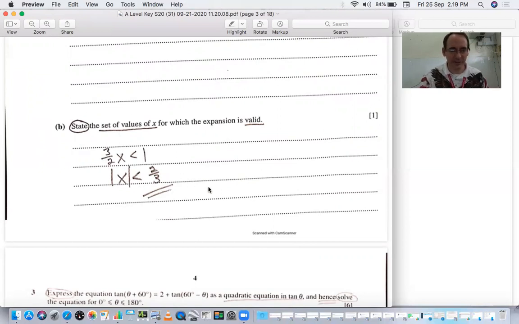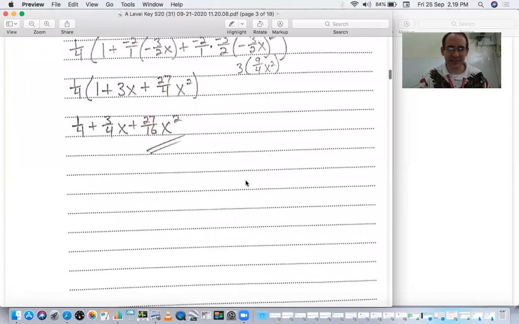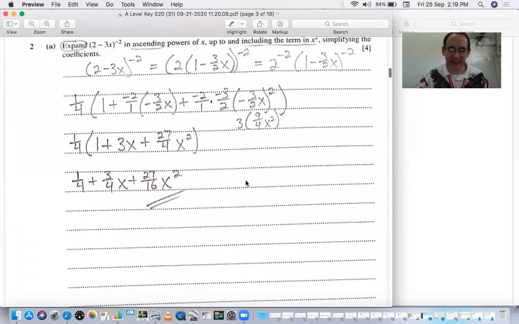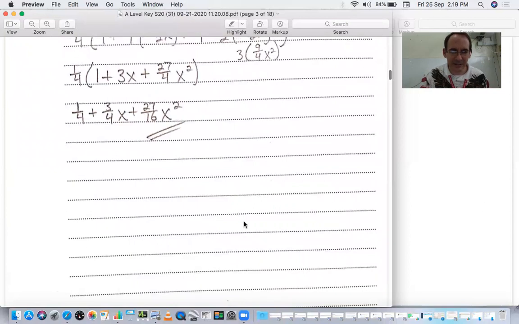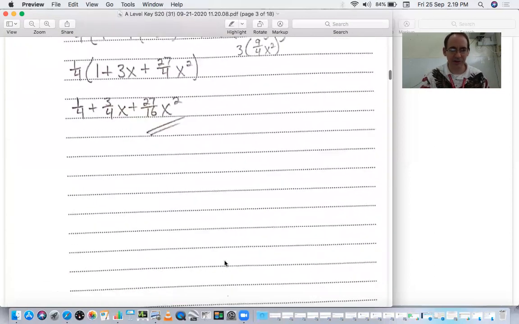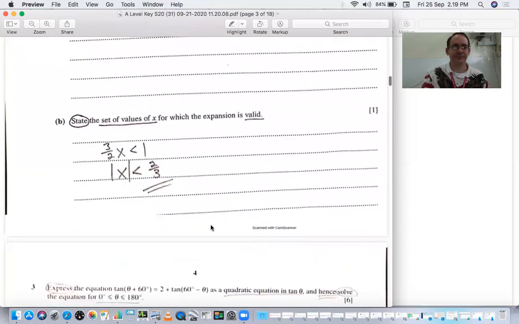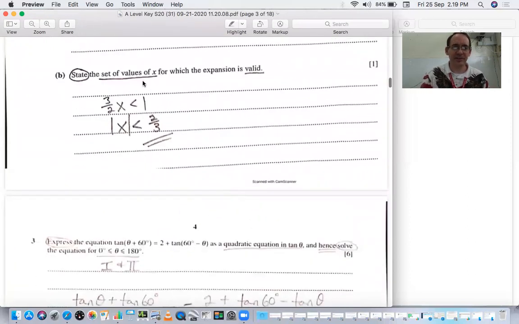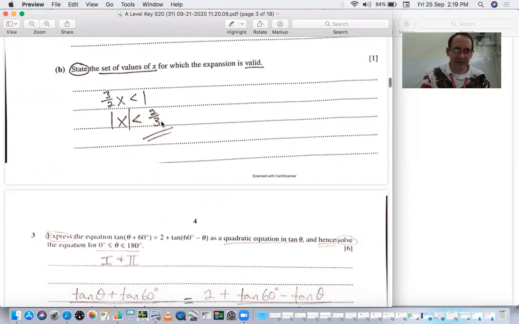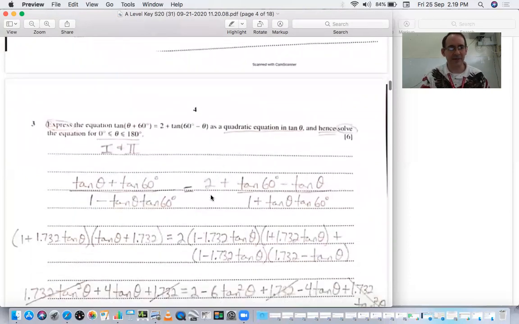In other words, if you want an accurate or at least a semi-accurate approximation, when you plug a value in for these x's, that value needs to be less than 2/3 in order for you to get a good approximation. So this is just a detail that you need to know. It's only 1 point, but it is easy to do if you know where you're looking.